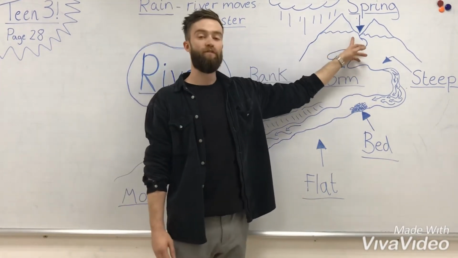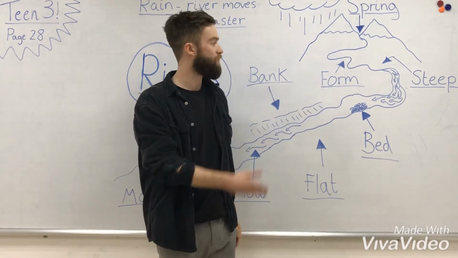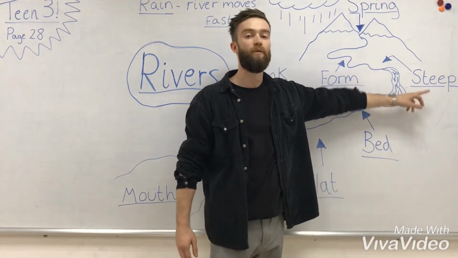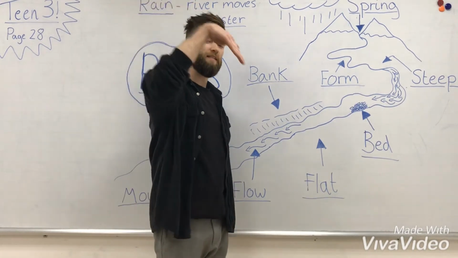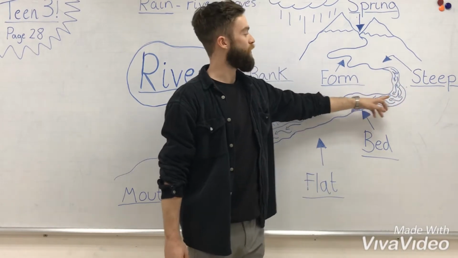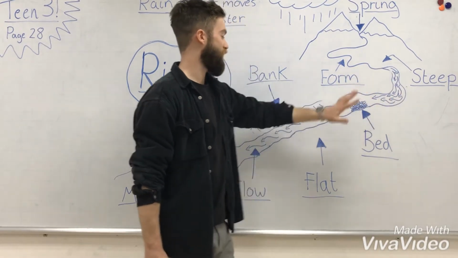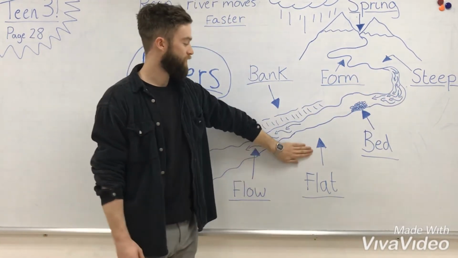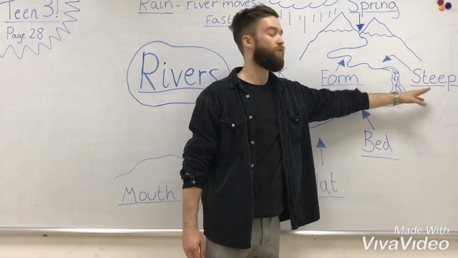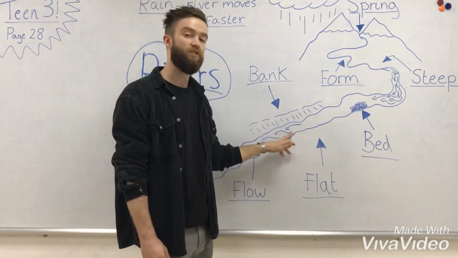Now, as the river is moving downhill, the water moves faster, okay? This is because when the river is downhill, it is steep. If something is steep, it is downhill. As the water comes down, we can see here, the river moves faster. If we look further down the river, it is flat. Up in the mountains, it is steep. The water is faster. Down on the flat, the water is slower.